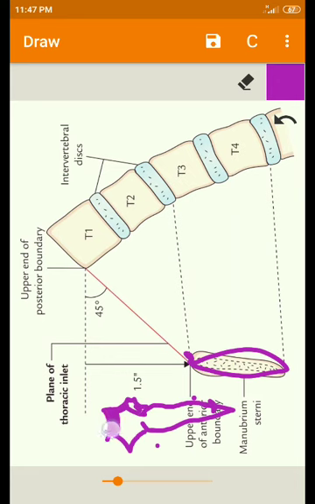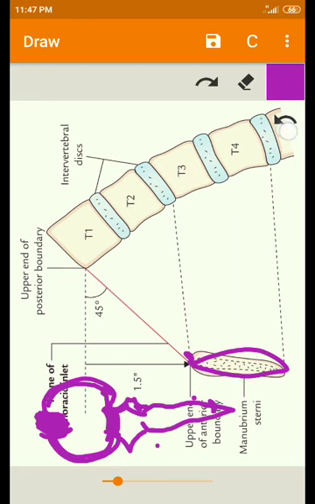The superior border of the manubrium sterni forms the anterior boundary, and the superior border of the thoracic vertebrae forms the posterior boundary. On each side, the first rib with its cartilage forms the lateral borders of the inlet of thorax.